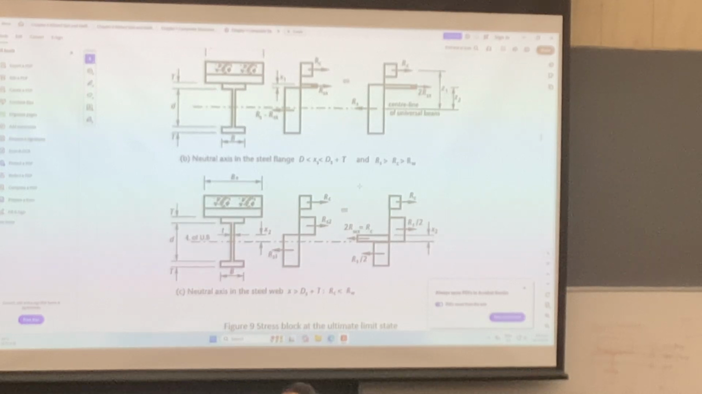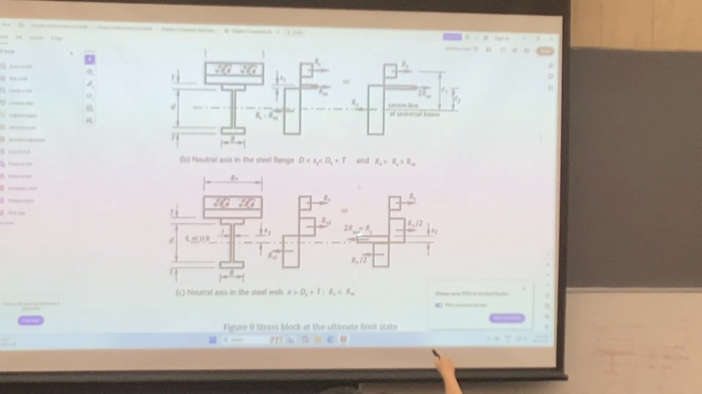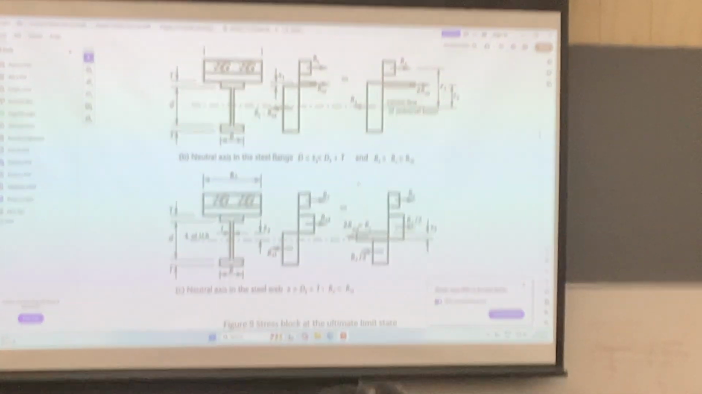And then for this case, of course, RS is also larger than RC. And in this case, RW is larger than RC. That means the web capacity is larger than the concrete capacity. In this case, the neutral axis will be within the web. Okay? So we just need to check.